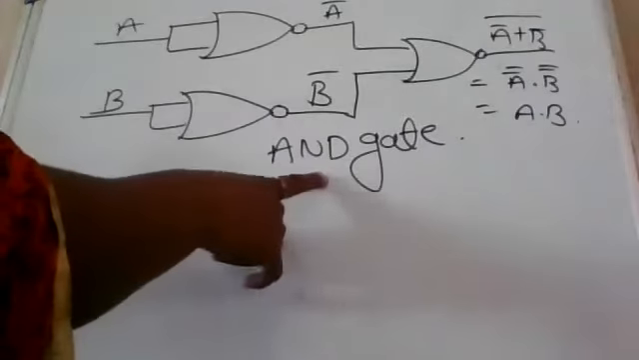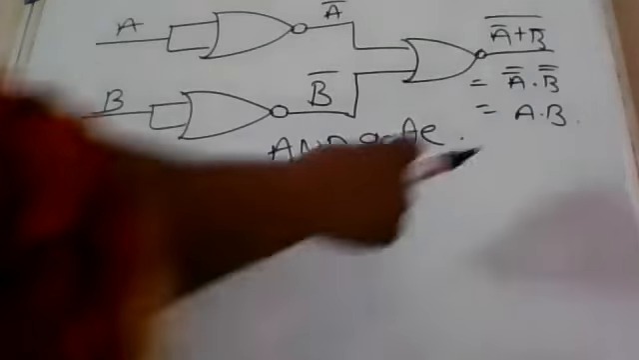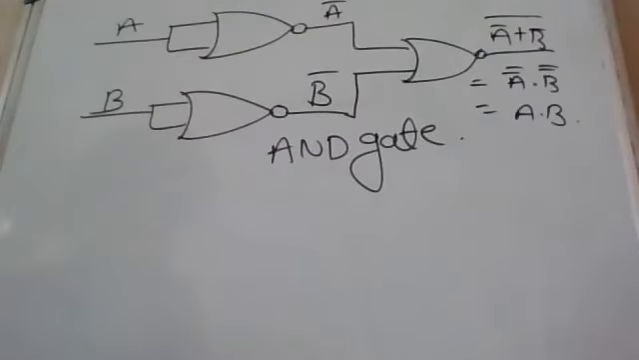So this is from NOR gate output, AND gate output from NOR gate. In NOR gate also we have symbolic representation, and NOR gate is a combination of OR gate and NOT gate. OR gate and NOT gate are both fundamental gates. Here also we have truth table.